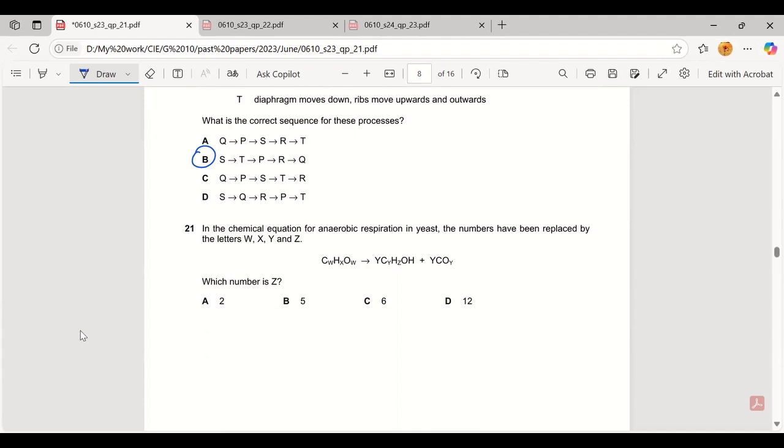In the chemical equation for anaerobic respiration in yeast, the numbers have been replaced by letters W, X, Y, and Z. Which number is Z, Maram? B. B, yes. C2H5OH.